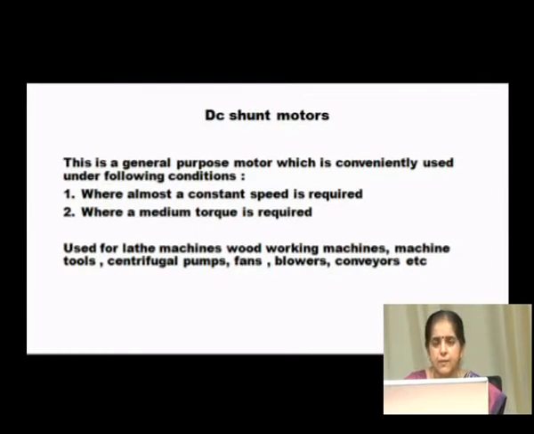Therefore, this type of motor is used for lathe machines, woodworking machines, machine tools, centrifugal pumps, fans, blowers as well as conveyors. All these applications demand a constant speed and a medium torque. Therefore, all these applications employ shunt motors.